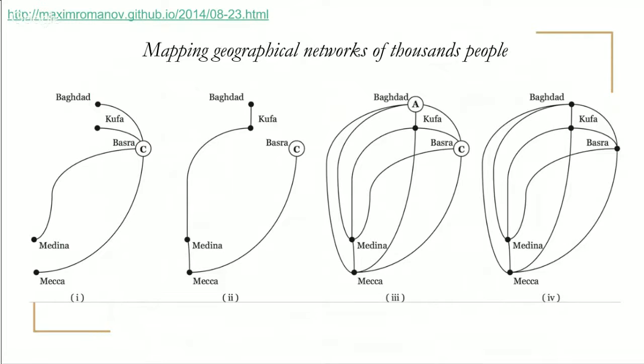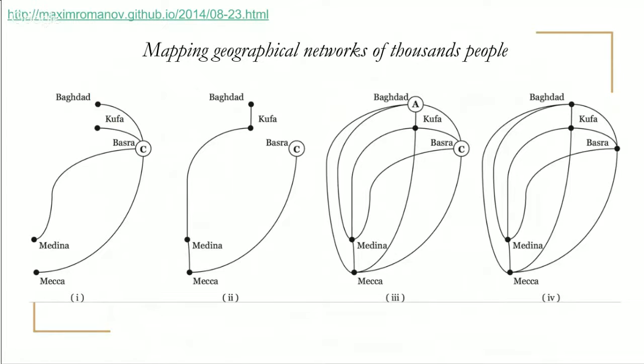So the first one, this letter C, means center, from which a person starts, if you have that kind of information. In this case, we have a person who is from Basra, and his biography mentions Kufa, Baghdad, Medina, and Mecca, and we draw lines that connect that individual to those places. The second model, a way of showing a geographical network, tries to create an itinerary.